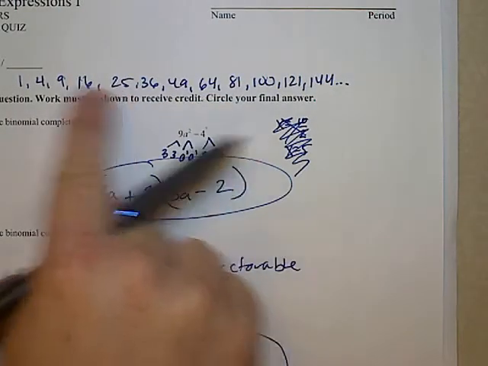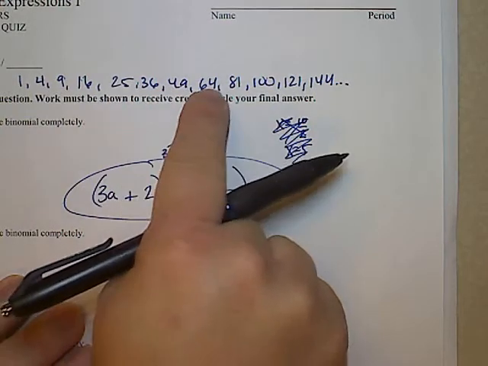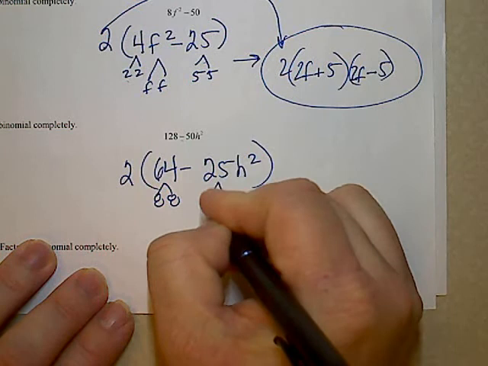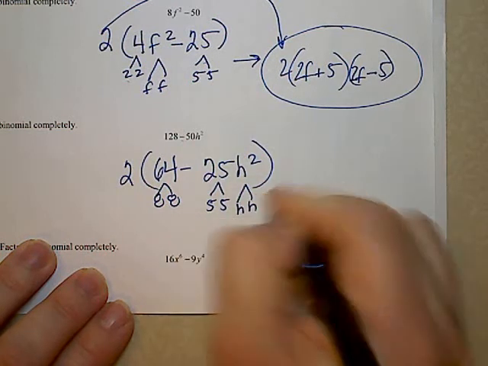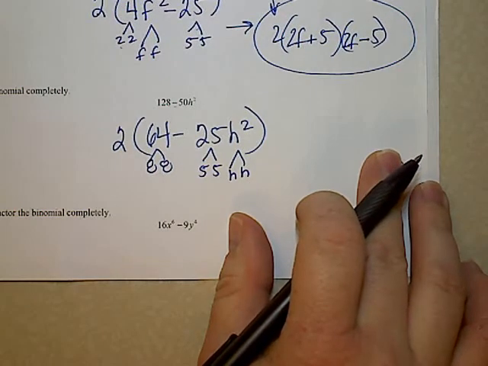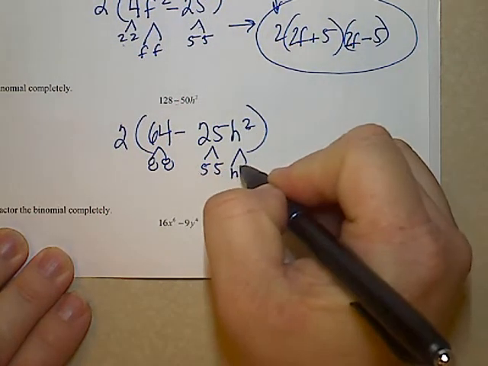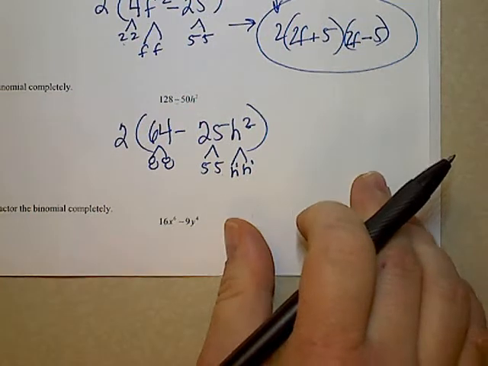64 and 25. This is the 5th number. 6, 7. This is the 8th number. 8, 8, 5, 5, h, h. Now notice when I bring those h's down, they're no longer h squared. I'm taking this number and dividing it by 2. If you want to put a little 1 there, if that helps you, feel free to do that.